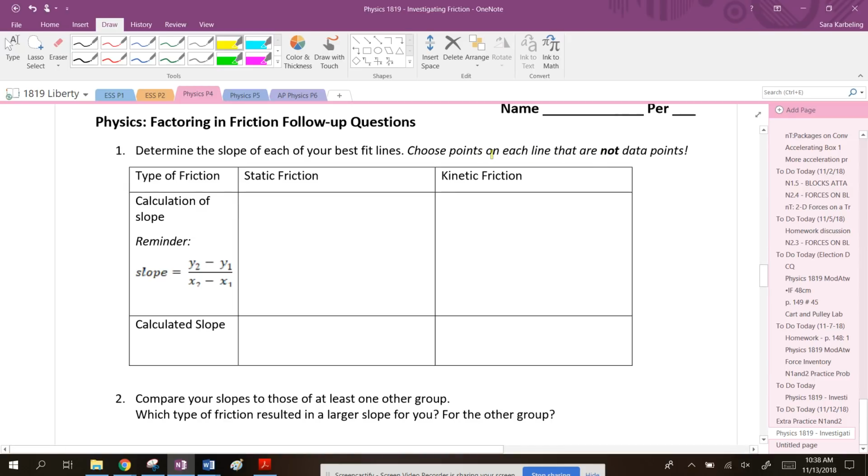Make sure that when you find the slope, the points that you have are not data points, but points on the line. So you need to look at your line, find places where your line crosses hash marks, and then find the coordinates for those points. In the little chart below, write down your X and Y coordinates. So X1, Y1, and X2, Y2. You're actually going to write down numbers there and then calculate your slopes. Show me your work in the big box and then tell me your calculated slope with units, please, in the second box, in that calculated slope box.